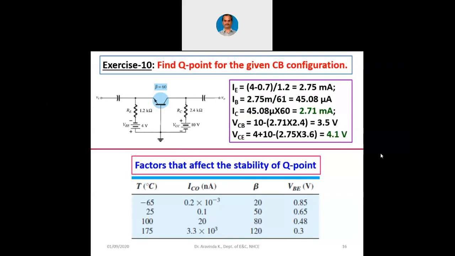Can anybody tell me why? Either you unmute and tell me, or you put the answer in the chat box. Can you tell me why? When temperature increases, reverse saturation current increases, beta increases, but VBE reduces. Can anybody tell me why?